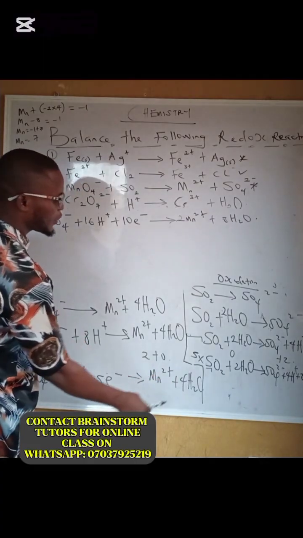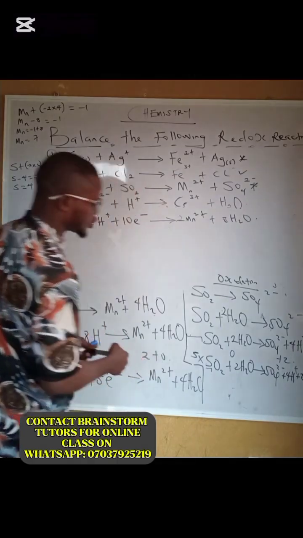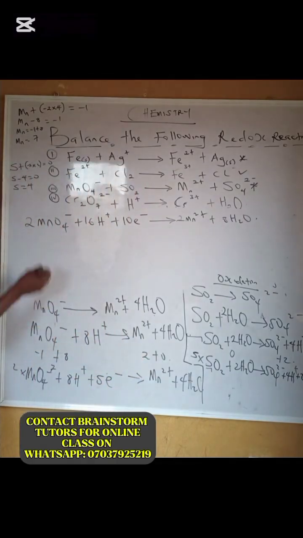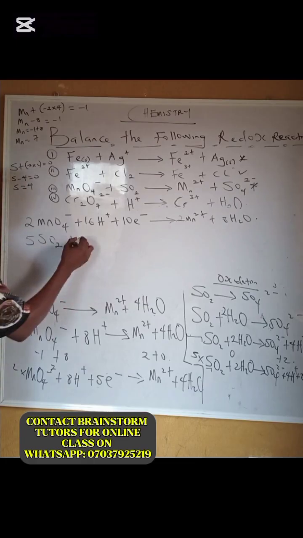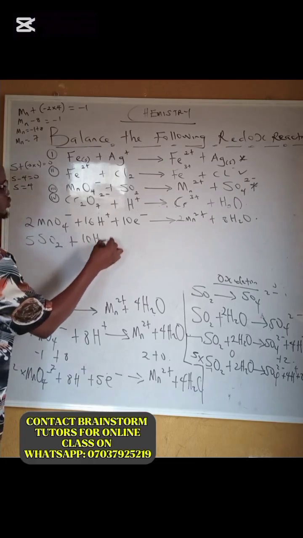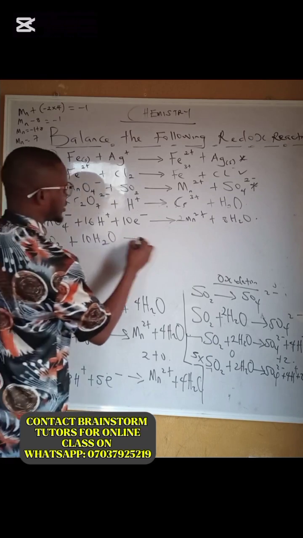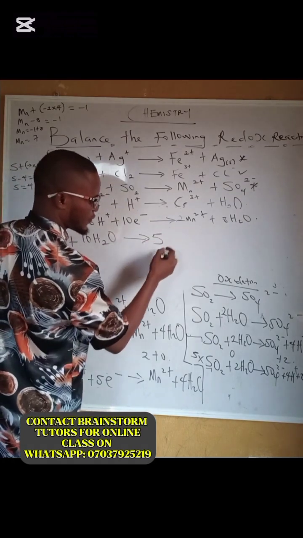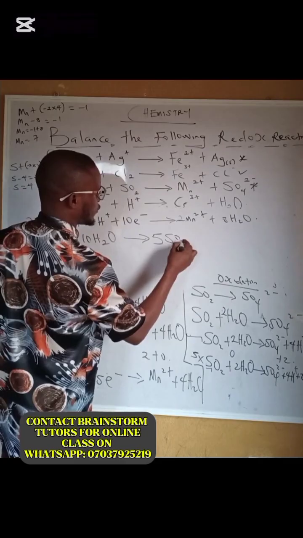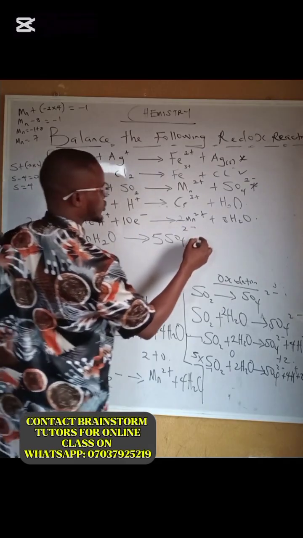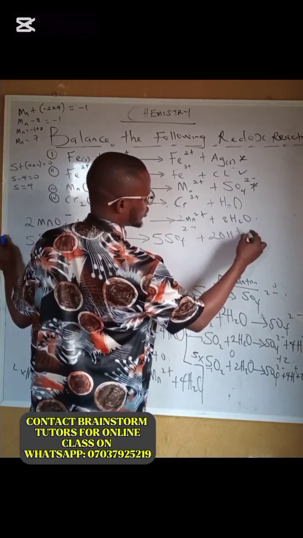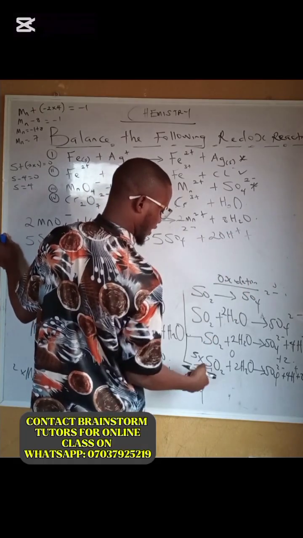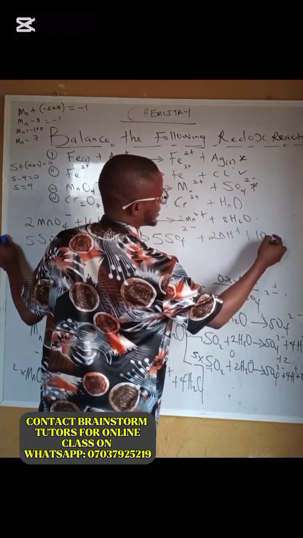As I use this 2 to multiply all through what we have here, we're also going to use this 5 to multiply all what we have here. So here it becomes 5SO2 plus 10H2O. Here I'm going to have 5SO4 2 minus plus 5 times that, 20H plus, then plus 5 times this will give me 10e minus.